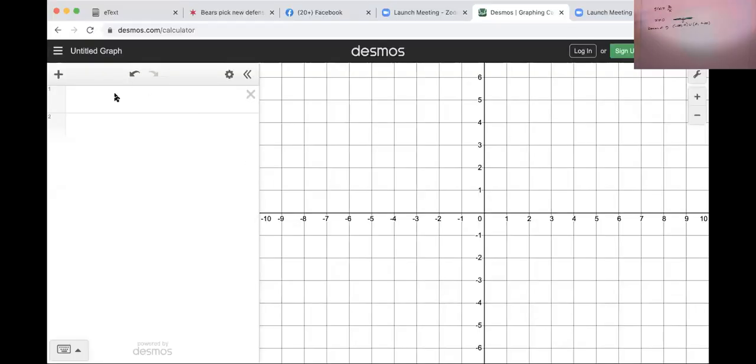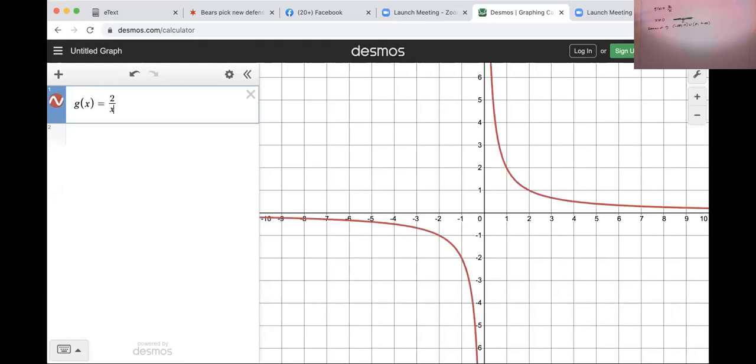Now we can see that. Let me go ahead and pull up Desmos to look at the picture of that. If I look at g of x is 2 over x, you will see that there is no value for 0. 0's x value does not show up on the graph. Everything else does, but 0 does not have an answer. No output for that input.